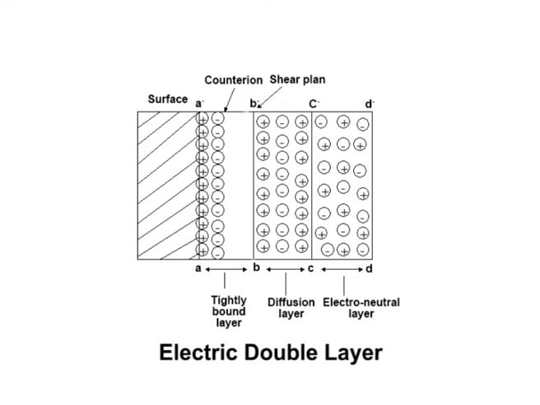The layer A to A dash is mainly due to the potential determining ions, which might be the positive one or the negative one. If A to A dash is positively charged, then the counter ions will attach to that layer and form the second layer, which is towards this first layer. The second layer is B to B dash, which is known as the tightly bound layer, and the third layer is C to C dash, that is the diffusion layer, and the D to D dash layer is known as the electrically neutral region. Now you got the terminology.